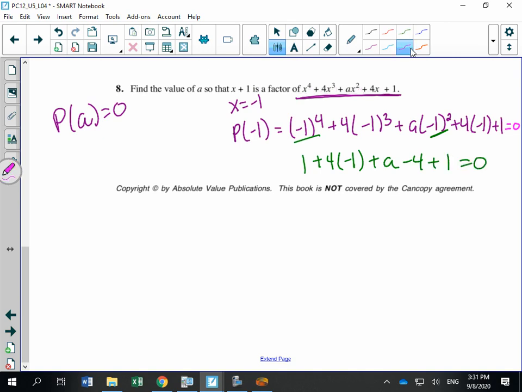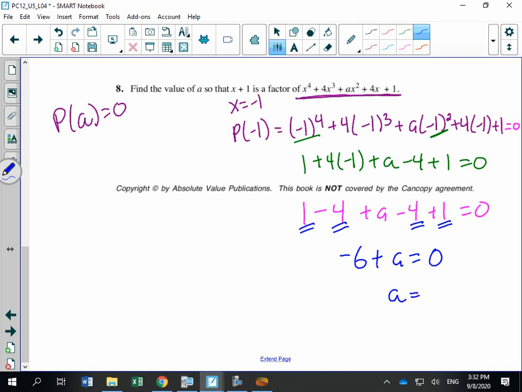Let's get our like terms together. Actually, before I do that, 1 minus 4 plus a minus 4 plus 1 is equal to 0. Okay, so let's do our like terms. 1 and 1 is 2. 2 minus 4 minus 4. So let's see, 2 minus 8 is negative 6. So negative 6 plus a is equal to 0. Isolate for your a, and a is equal to 6.